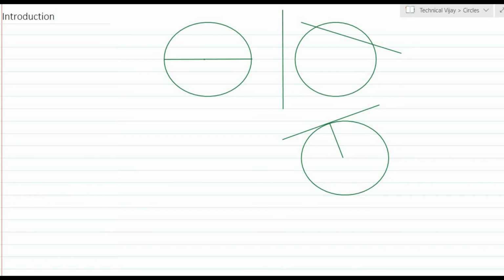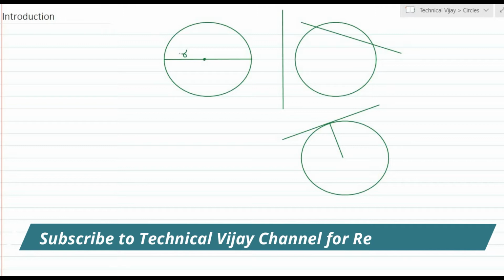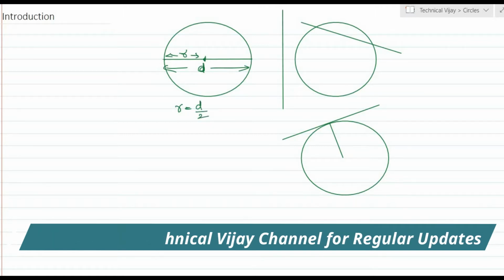And here the constant distance is called the radius. This is the center of the circle and this is the radius. The radius is the distance between the center and a point on the circle. From this point to this point is called the diameter, denoted by d. From the center of the circle to this point is the radius. Hence the radius is always equal to half of the diameter. These are the things we have studied already in class 9th.